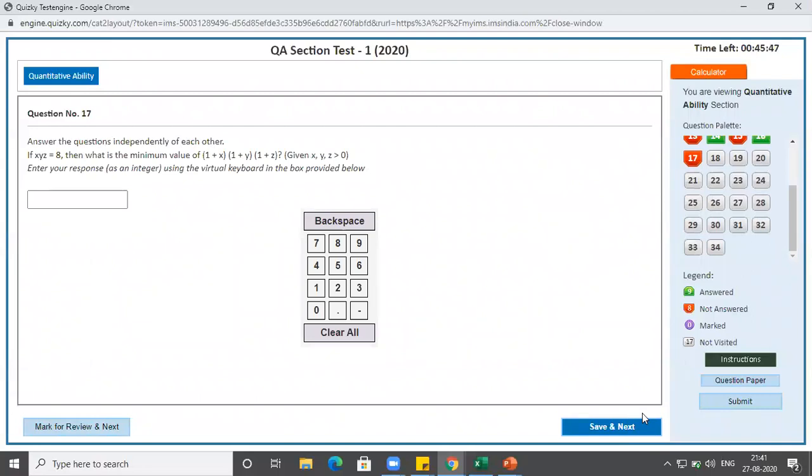Okay. If XYZ is equal to 8, then what is the minimum value of 1 plus X, 1 plus Y, 1 plus Z? So 1 plus 2, 1 plus 2, 1 plus 2. XYZ 2Q 333 27 has to be the answer.